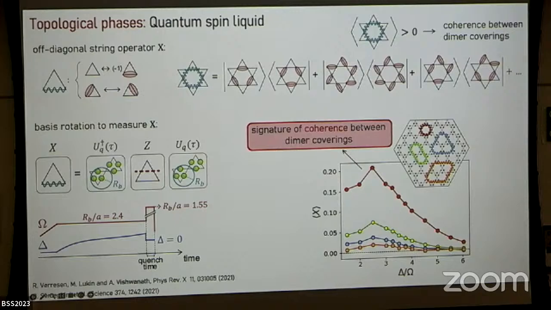Yes. Very good question. So there is a detail in how these string operators are defined, for which it can have a finite expectation value also in the phase right before the spin liquid. To show you this, maybe we can come back to this later.